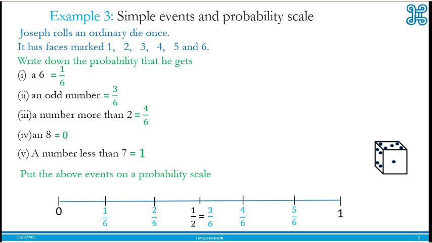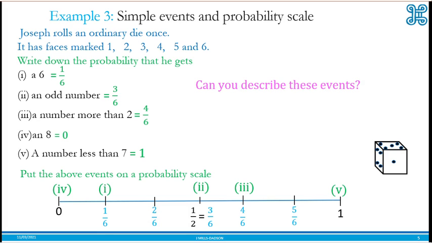You can now put the events on the scale accordingly. As you can see, that is done. Now you can be asked to describe it.